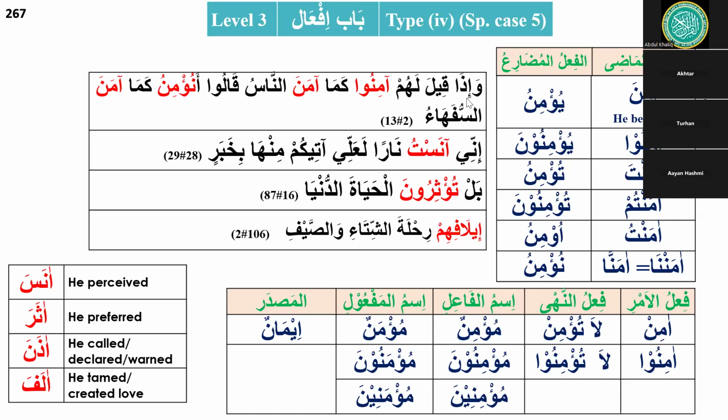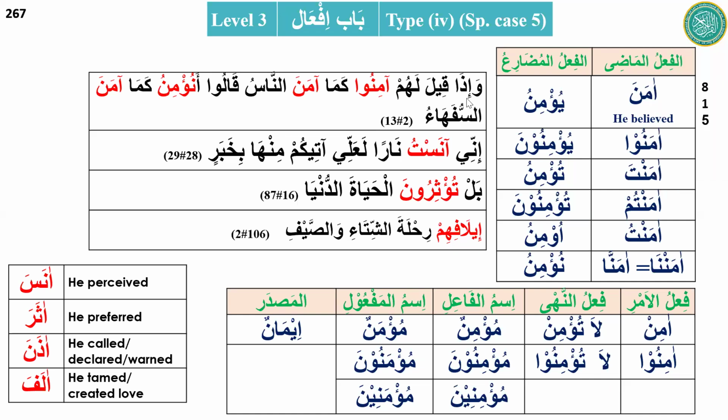Turhan, can you please combine the translation for the first ayah? And when it is said to them, you all believe like the people believed, they said, do we believe like the foolish believed? Do we believe as the foolish believed?